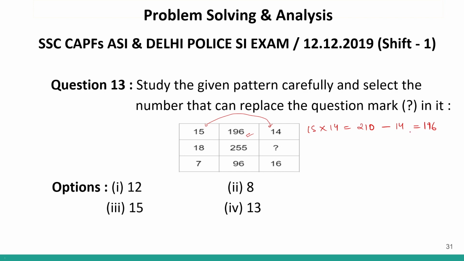Correct? Similarly, let us check for this. So 7 into 16 will give me what? 16 into 7. If you remember the tables, it will be easier. So this is 112. And if I subtract 16 from 112, I'll get 96. So the same logic follows for row 1 and the same logic follows for row 2 as well. So the first operation was multiplication and the second operation was subtraction.